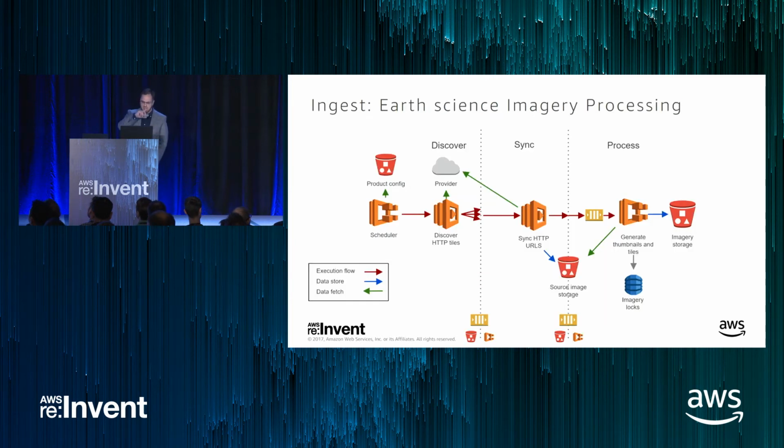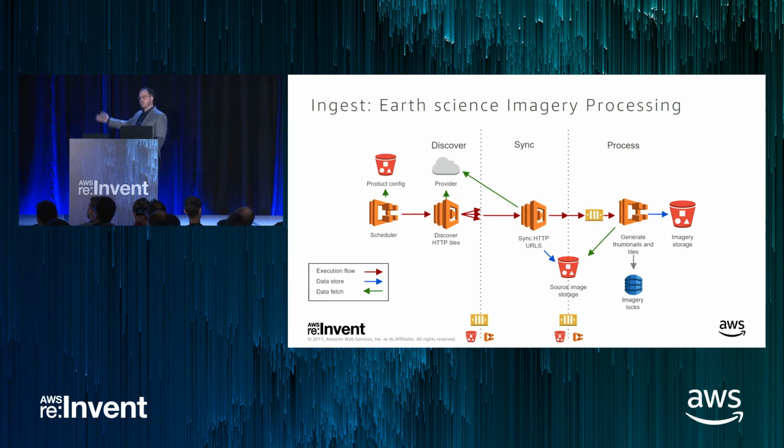All right, back to Gibbs. So we end up with something that looks like this for the Gibbs side. Scheduler, Elastic Container Service, running in the background just to poke things periodically. Product configurations are all stored on S3. It pokes the Lambda function that goes out and looks for new data, and sets up another S3 drop of here are some URLs we've got to go fetch and start moving this data in.